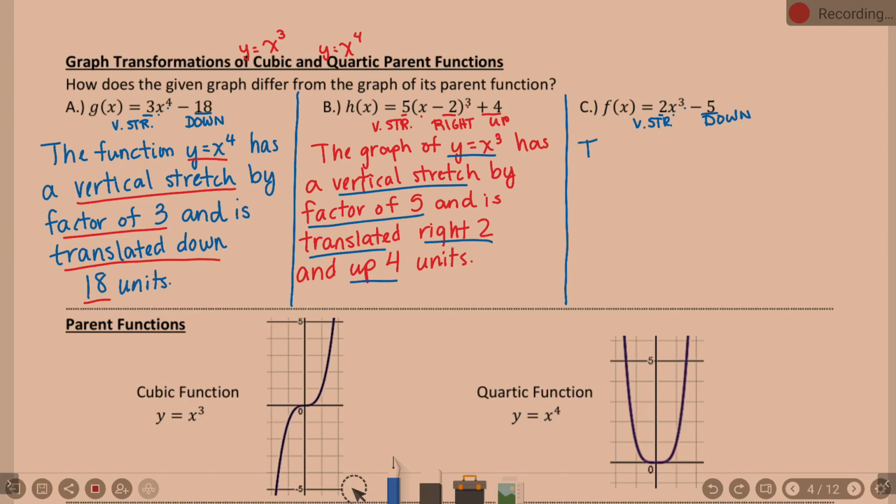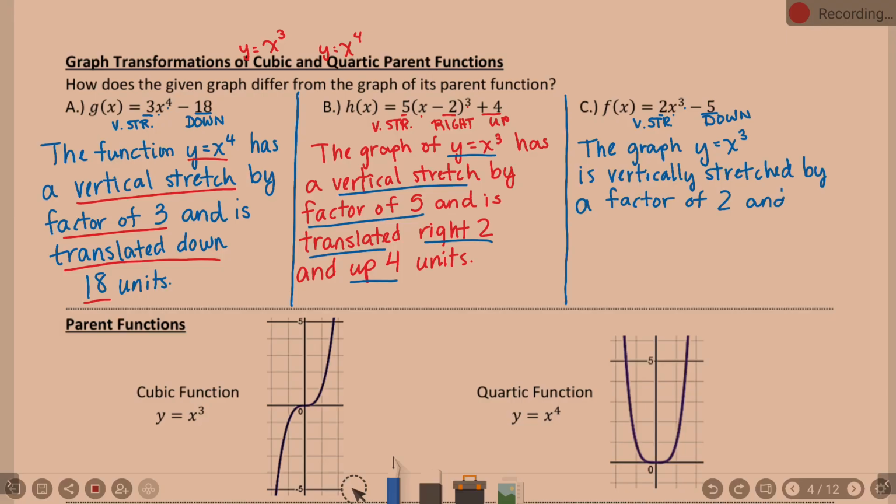So the graph y equals x to the third is vertically stretched by a factor of 2 and translated down 5 units.